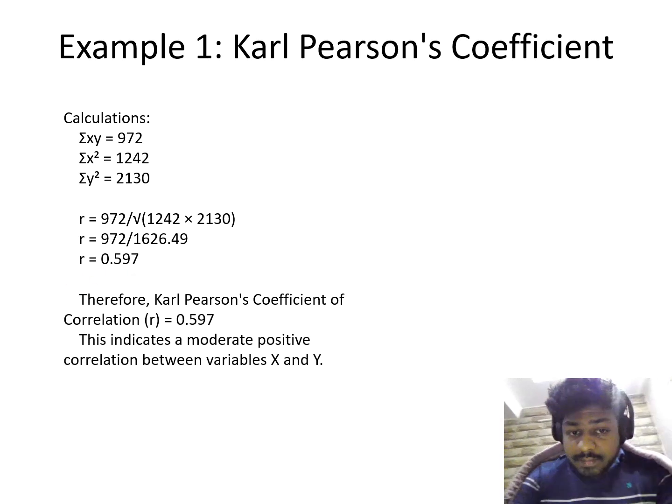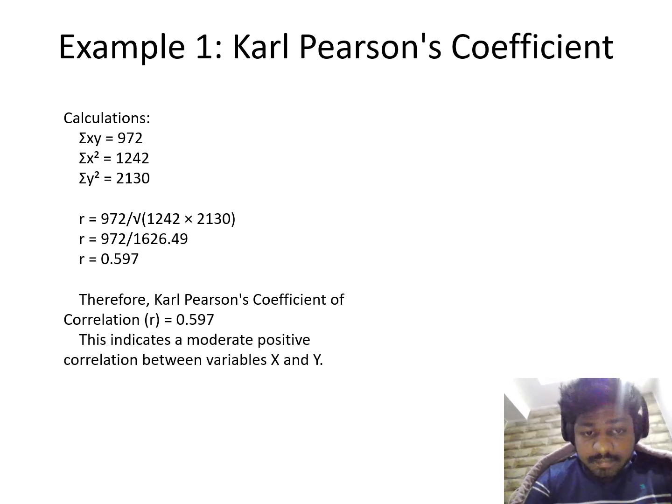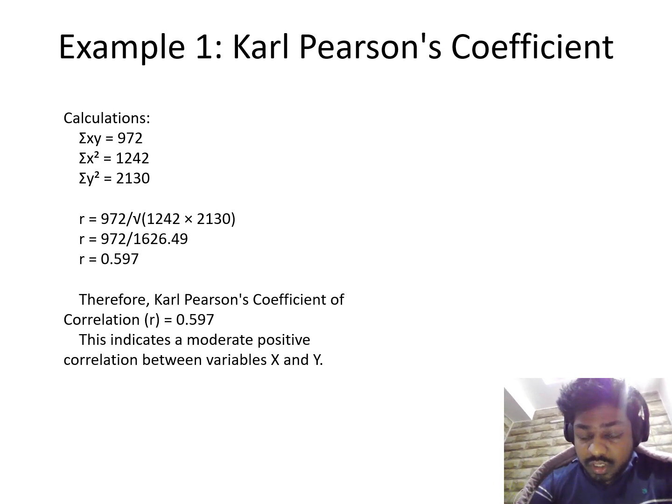So see, now the correlation between these two variables x and y is 0.597, which particularly means that the correlation is moderately positive. There are 3 or 4 stages of correlation. I'll explain it in detail later.